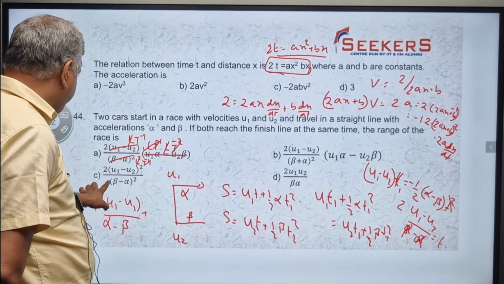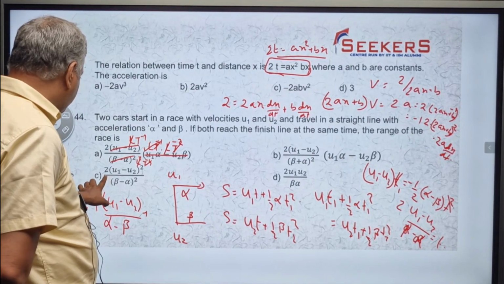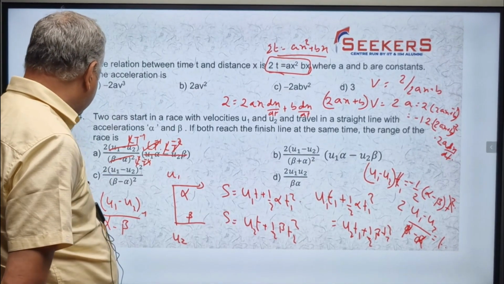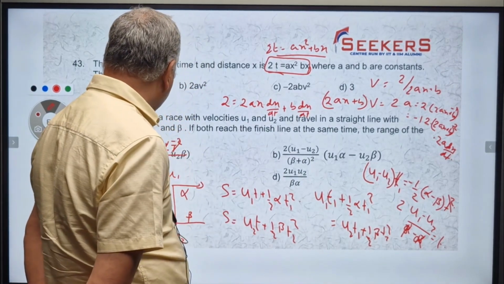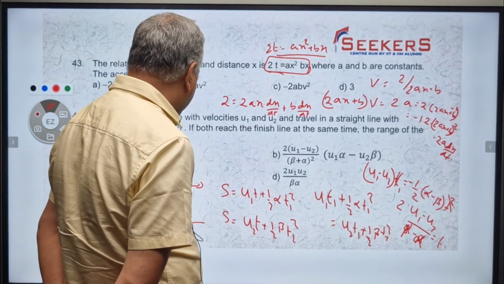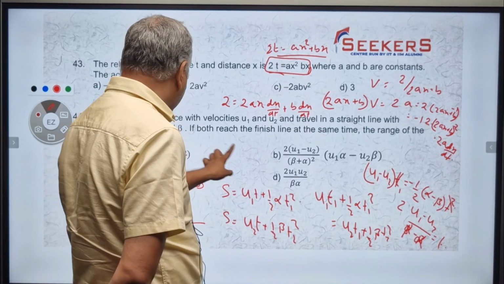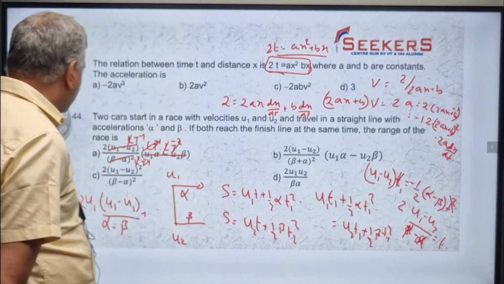This one will not have the dimensions of length. Okay. Similarly, this one also will not have the dimensions of length. So the answer has to be either A or B. So let's see.